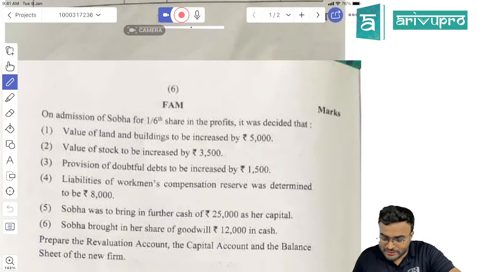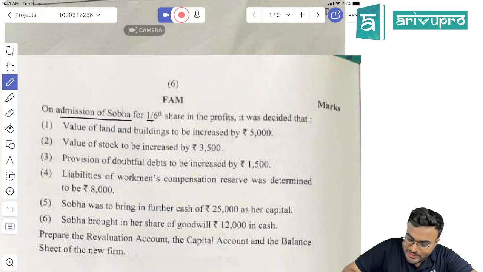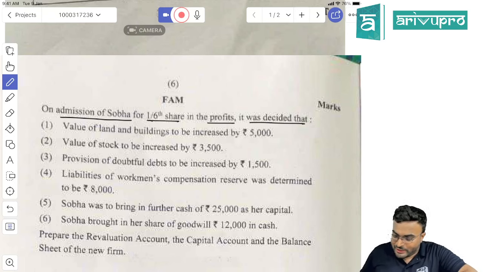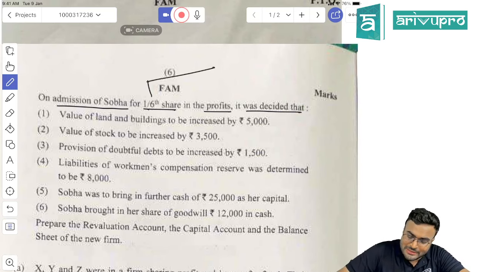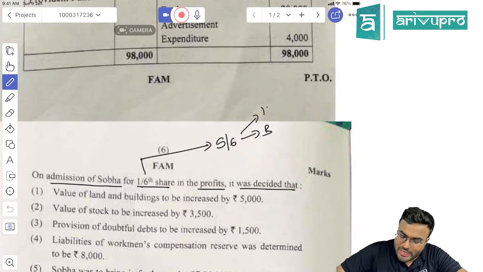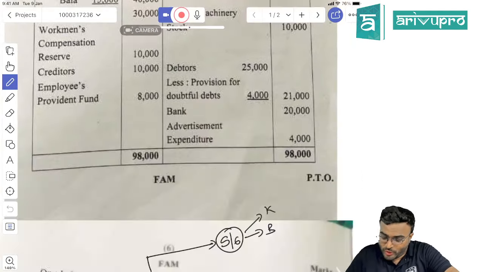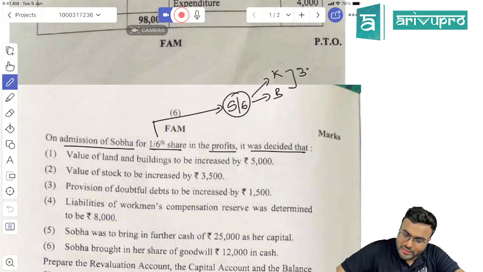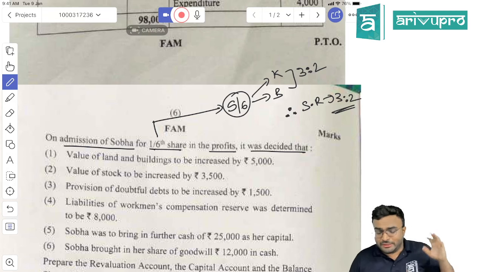Okay, let's go and see what the adjustments are. On admission of Soba, a new partner is admitted. Soba is admitted for 1/6 share in the profits. Now, anywhere in the question, have they given you the new profit sharing ratio? No. So, what will we do? 1/6 is given to Soba, so 5/6 will be shared between Krish and Bala in their old ratio. Their old ratio was 3:2. Therefore, in this question, the sacrificing ratio will also be 3:2.